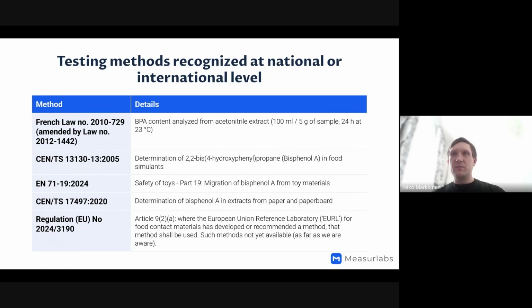But I guess the point is not to fully extract any BPA, just to show that there is no intentional use of it. So I guess that's why it's not even aiming to be a perfect method. But that needs to be kept in mind, that when this method is applied, it's not intended to be a fully effective extraction, even though it's very commonly used for that purpose.